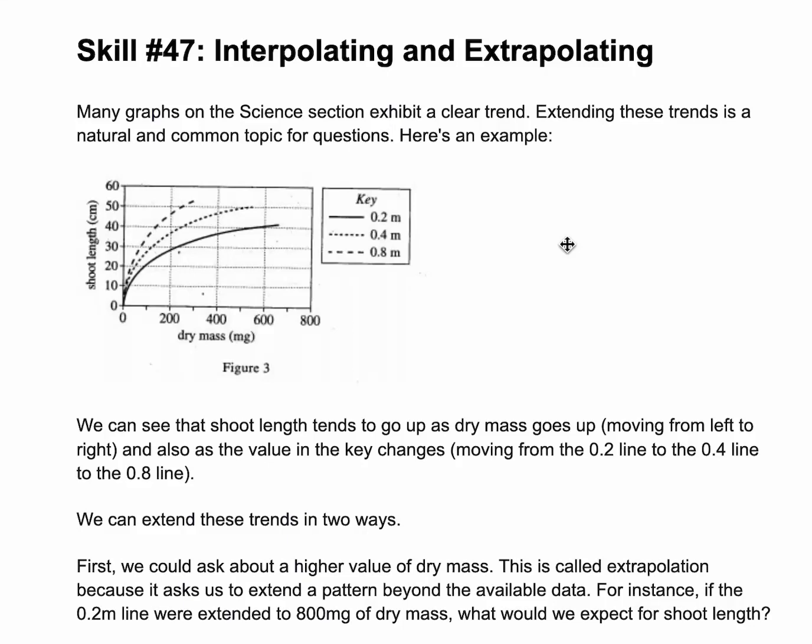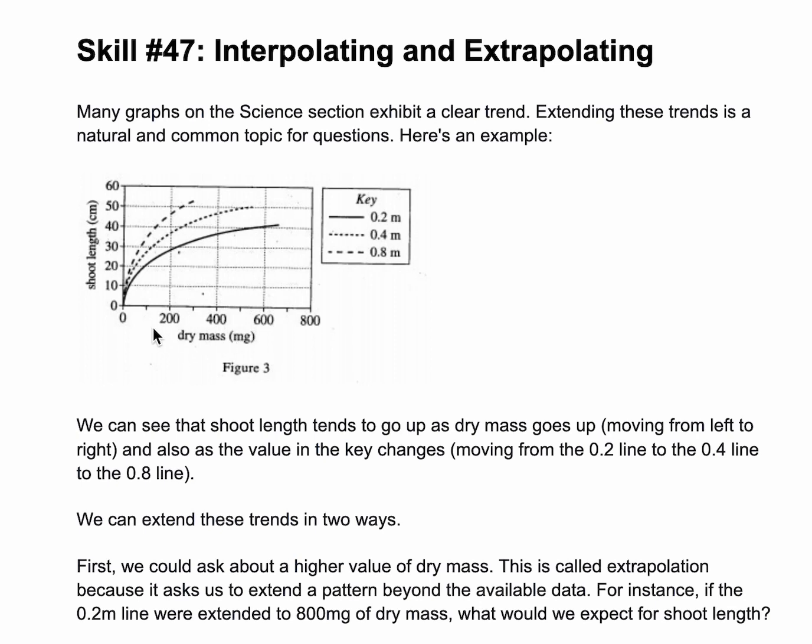All right, so skill 47 is about interpolating and extrapolating questions. Kind of sounds harder than it is. For most of the time, these are pretty straightforward, but again, you have to be prepared for what might come up. So there's some pretty clear trends going on here, right?